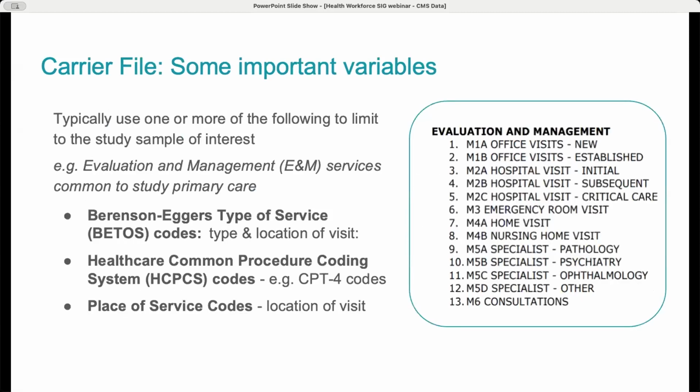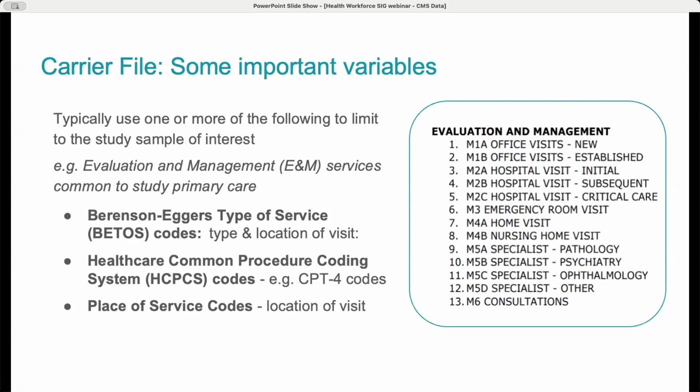So some other important variables, these are typically used to limit your study sample to a population of interest. BETOS codes, Berenson-Eggers type of service codes, these are codes that allow you to identify type and location of visits. So on the right here, these are examples of evaluation and management BETOS codes. So you can see here that there's different codes for both where the visit is occurring. So office, hospital, emergency room, a nursing home, and then also the type of visit. So it's a new patient, an established patient, and whatnot.